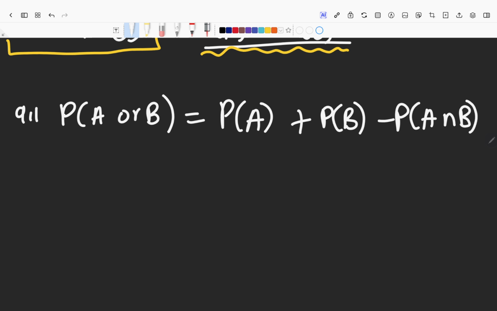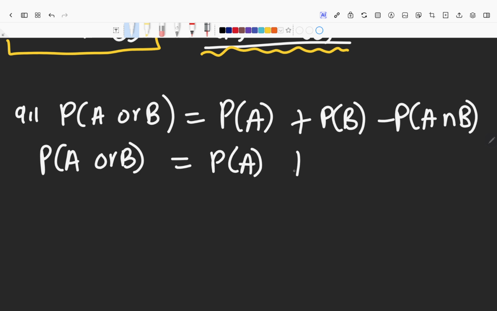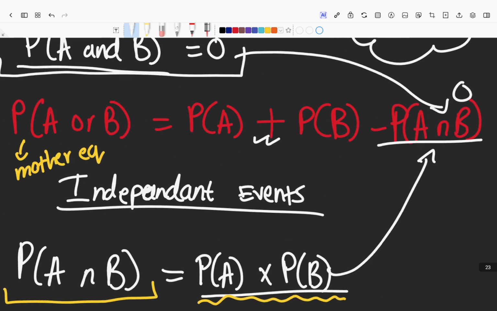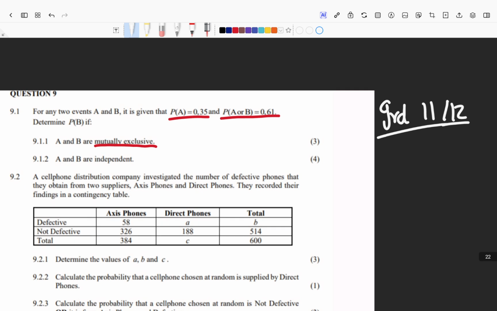Now because they said the word mutually exclusive, I'm going to write my new equation for mutually exclusive events, which will be equal to the probability of A plus the probability of B. I'm not going to write minus 0 because it's basically the same thing, because any number subtracted by 0 is that number. Now, let us simply find the probability of B. We are given the probability of A, which is 0.35. Let me just write it down. This is the probability of A, and the probability of A or B is equal to 0.61.